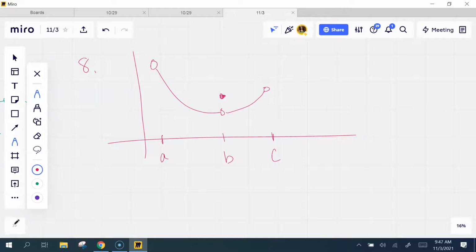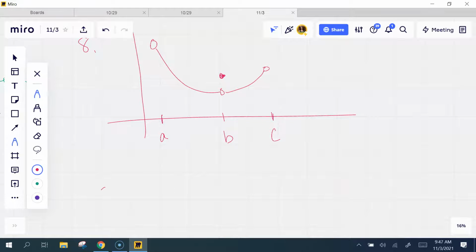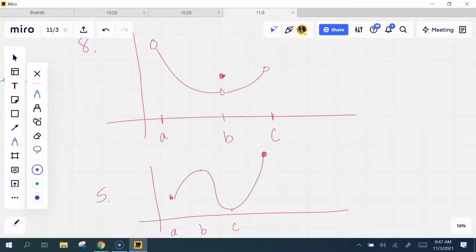Now, if you had something like number 5, where it is a continuous function, it looks something like this. Here's A. Here's B, C, D, or something like that. Extreme values here. And here I could say that because it's continuous and it's a closed interval, I could name those extreme values. So it's really easy with a graph.